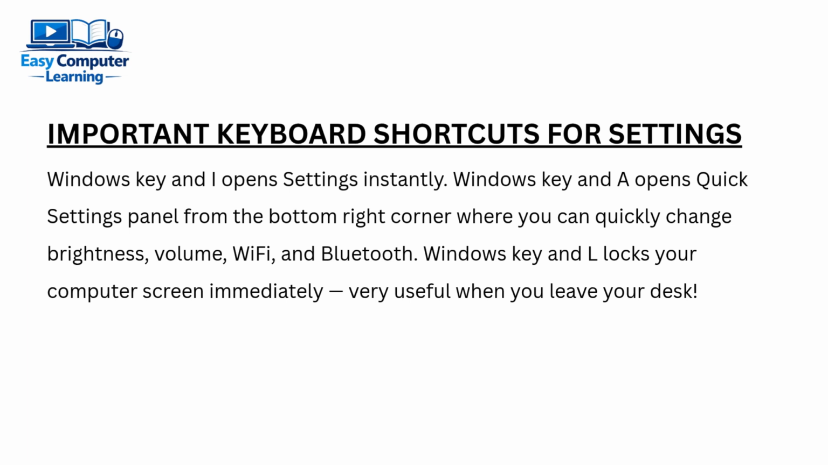Windows key and I opens settings instantly. Windows key and A opens quick settings panel from the bottom right corner, where you can quickly change brightness, volume, Wi-Fi, and Bluetooth. Windows key and L locks your computer screen immediately. Very useful when you leave your desk.